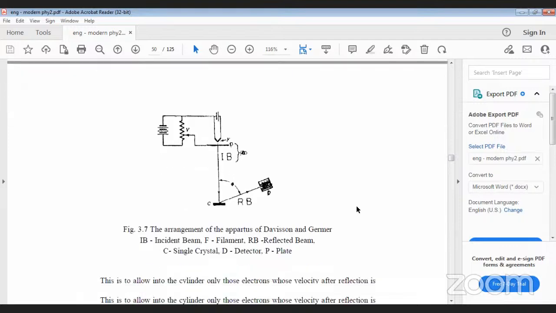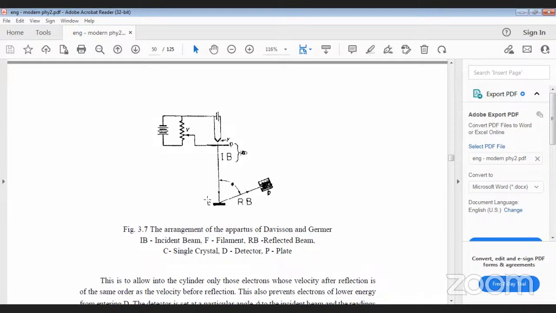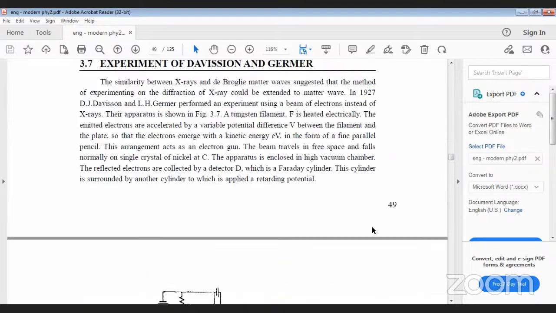See here, the incident beam is there, and F is the filament. Here is the filament, and RB is the reflected beam, and C is a crystal. This is the crystal here. D is the detector, and P is a plate. This is the plate. So this is the experimental setup here.